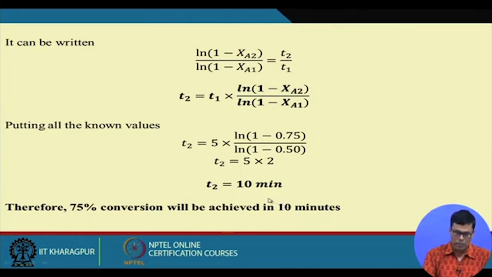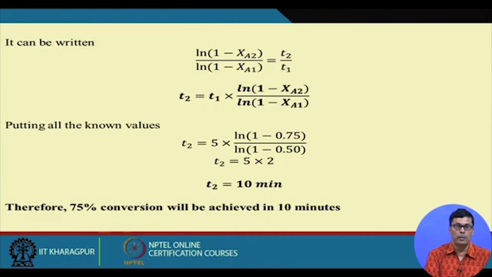So initially the question was that 50% conversion takes place in 5 minutes; for 75% conversion, how much time is required? The answer is 10 minutes. So it's very simple. We can easily calculate this if you can do the analysis of the system, and this is very much required for our biochemical processes, because there our substrate is converted to product, and we are interested to find out how much time is required to get the desired conversion of the product.